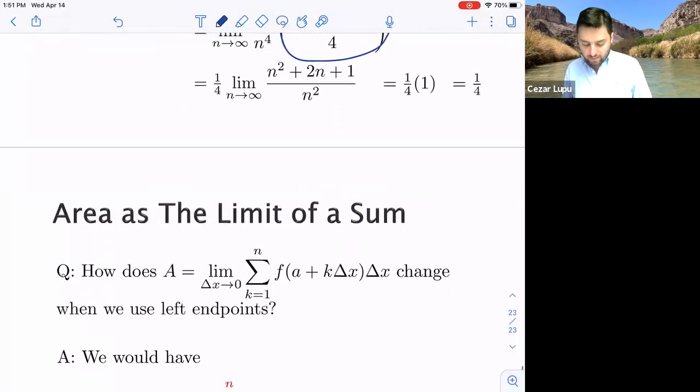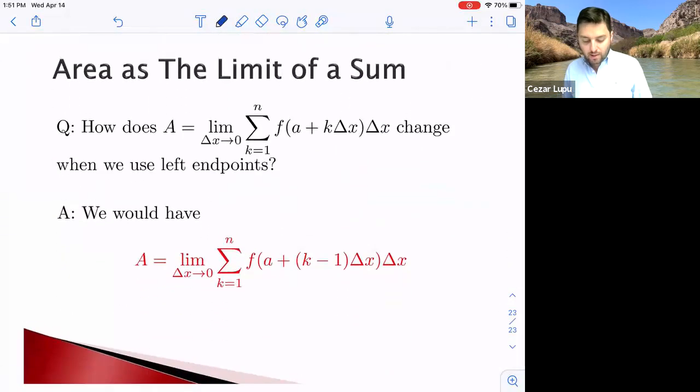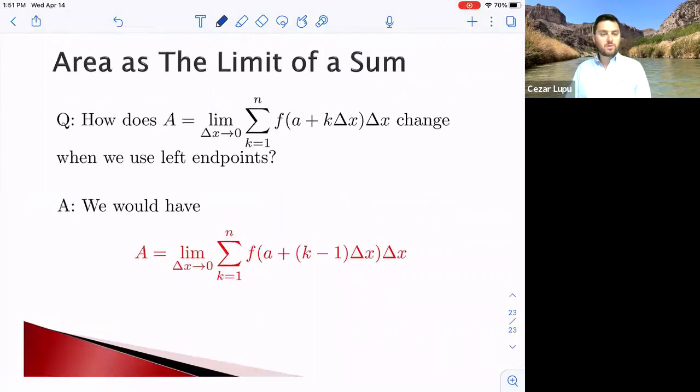One last thing, I would like to address this question: how does this area, which is given by this limit, change when we use left endpoints? Well, the answer is simple. It's going to change just like this. But when you take the limit as n approaches infinity, you won't have a problem.